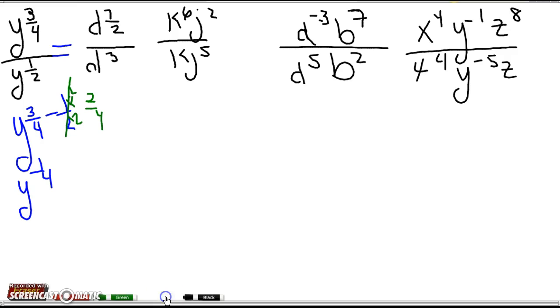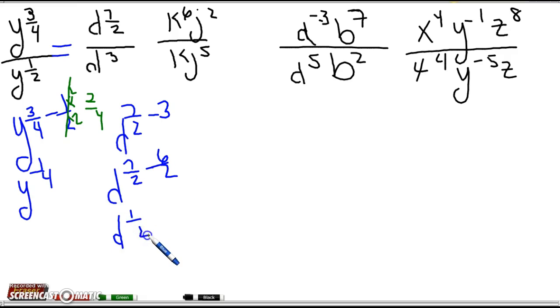The next one, I have d to the 7 over 2 minus 3. And when I do that, again, I get d to the 7 over 2 minus 6 over 2, which is the same thing as 3. And so I get d to the 1/2.